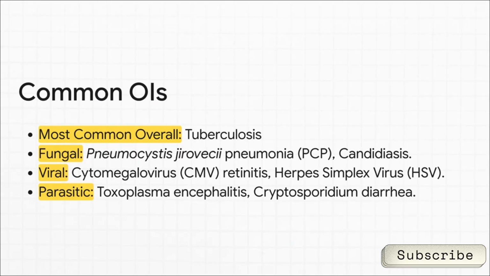So when the immune system gets weak, other infections see their chance to pounce. We call these opportunistic infections. Now, if you're asked for the single most common one worldwide, the answer is tuberculosis. TB is the #1 killer of people with HIV, so that's a huge point to remember.